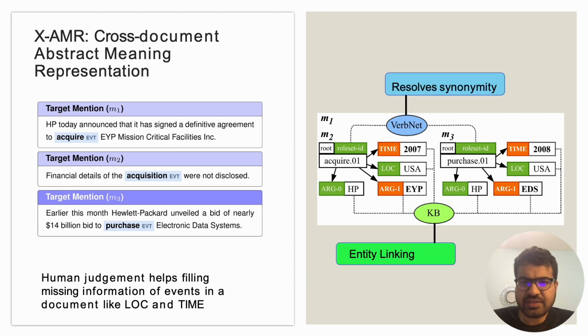What differentiates X-AMR from standard AMR is the incorporation of VerbNet in resolving synonymy of the role sets for the event triggers, which is a straightforward method of event typing, and the resolution of the arguments at a corpus level through a constantly updated knowledge base. We claim that while the human judgment is ambiguous in directly creating symbols for events, we see that it helps in filling missing information of events in the documents such as location and time, and thus helps in establishing the event identifiers to this resolution.